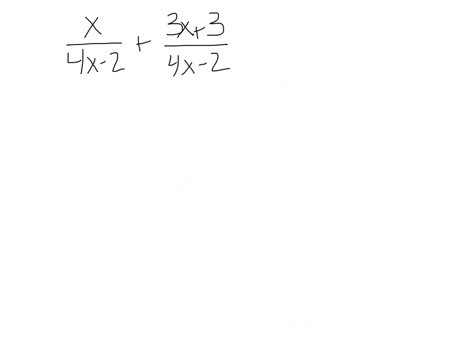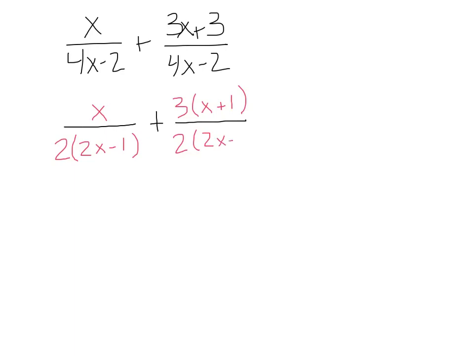As with any of these problems, we want to factor it first to figure out what our LCD is, what our least common denominator is. So I'm going to factor as much as possible with these two fractions. For the first one, I can factor the denominator. I can pull out the 2. So that leaves me with 2x minus 1. X doesn't factor, it stays x. The other fraction, I actually can factor both the numerator and the denominator. When I factor the numerator, I get 3x plus 3 times x plus 1 over 2 times 2x minus 1.